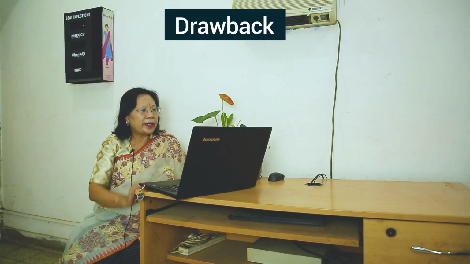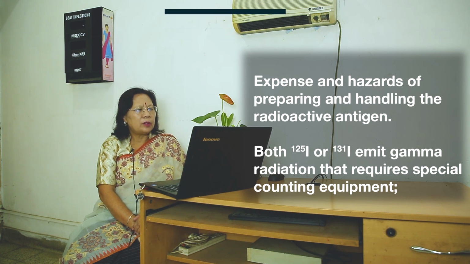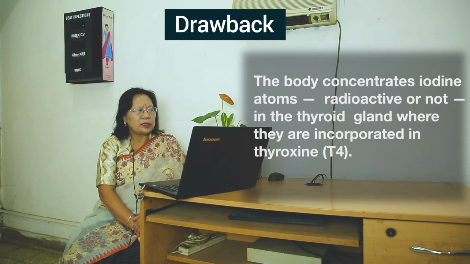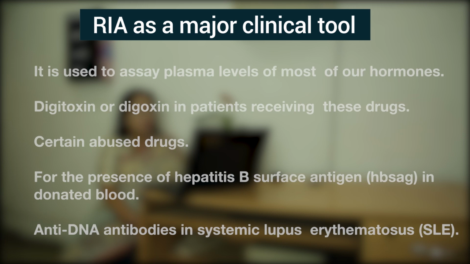So what are the drawbacks? It is very expensive, and there is the hazard of preparing and handling the radioactive antigen. Both radioactive iodine 125 and radioactive iodine 131 emit gamma radiation that requires specific counting equipment. The body concentrates iodine atoms, radioactive or not, in the thyroid gland where they are incorporated in the hormone thyroxine. So radioimmunoassay is a major clinical tool.